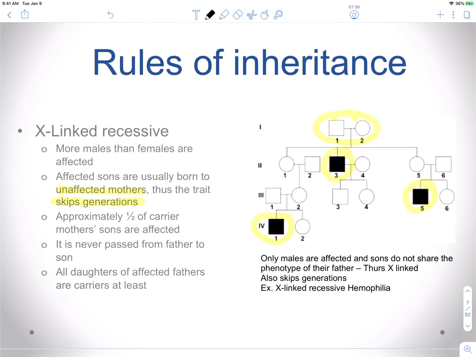So this one is a carrier. We have a carrier here, passed on, became a carrier here, and this son became affected. So here's an affected son. And the same here, we have a carrier, and so the son became affected here. Now you'd have to wait to see if this number 6, for example, is also a carrier. If she has a son, for example, or multiple sons, it could present. And again, all daughters of affected fathers are at least carriers.